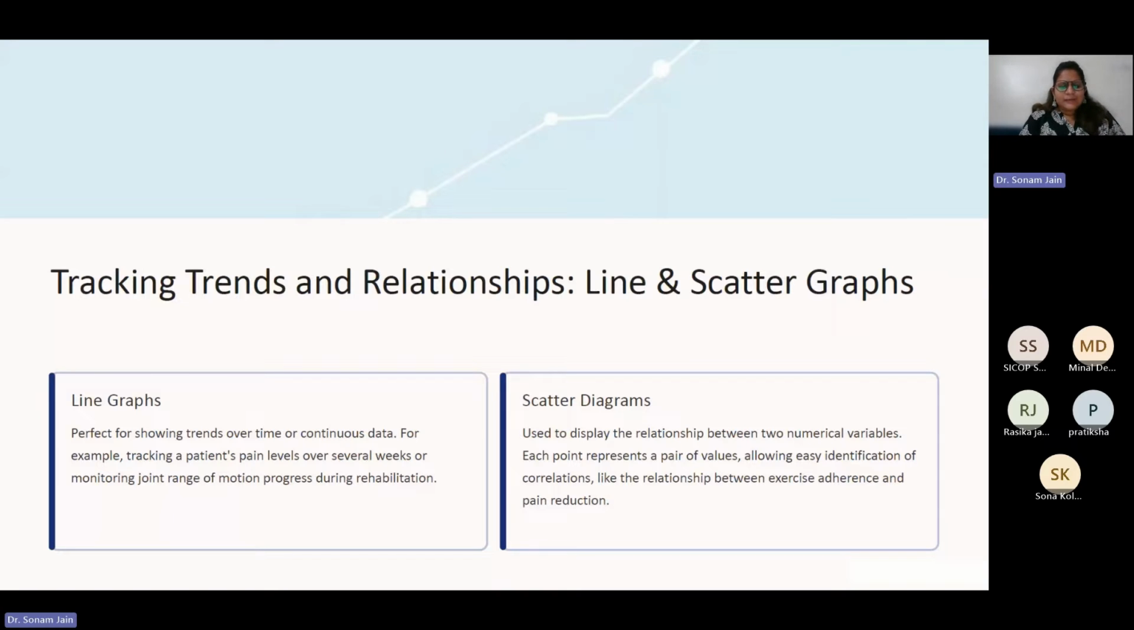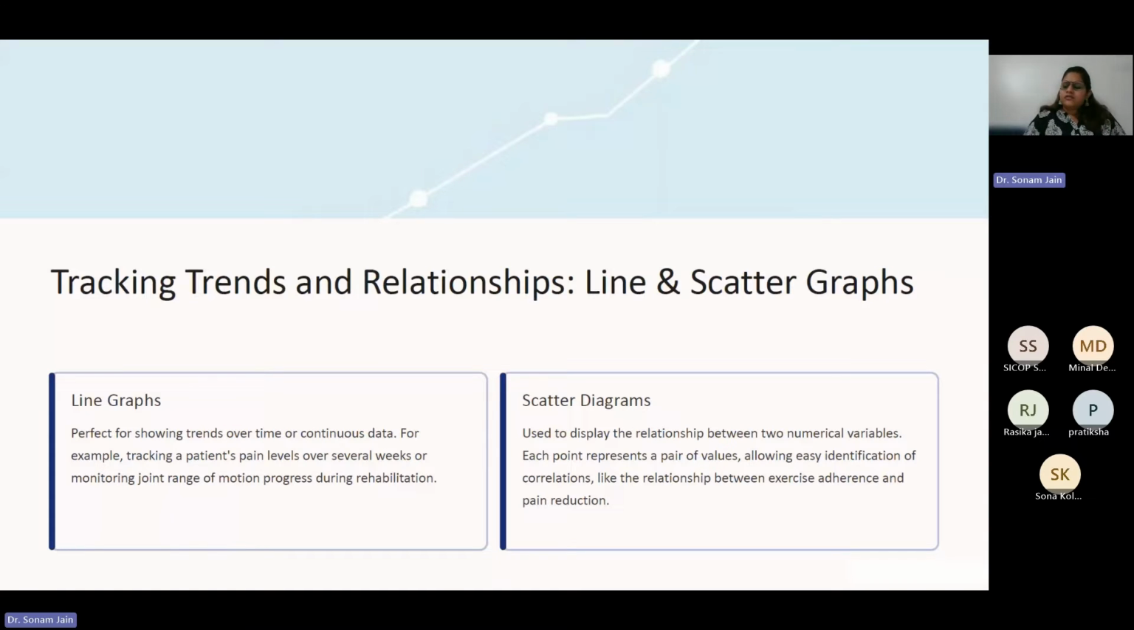So this is represented by a line graph. A line graph is perfect for showing trends over time or continuous data. For example, tracking a patient's pain levels over several weeks or monitoring the range of motion. So if we go for pain level, suppose on the x-axis you have the VAS score 0 to 10, and on the y-axis you have the number of patients.